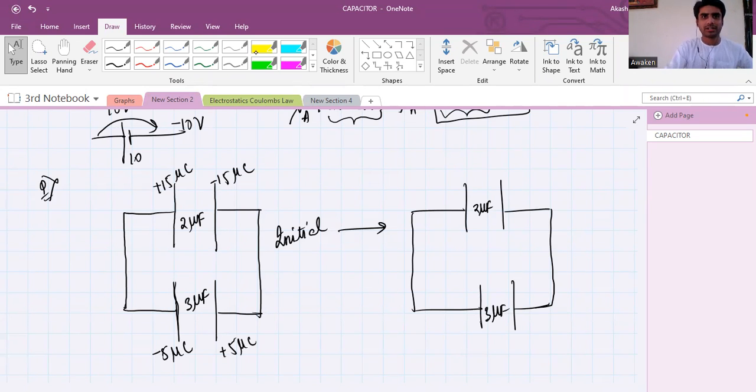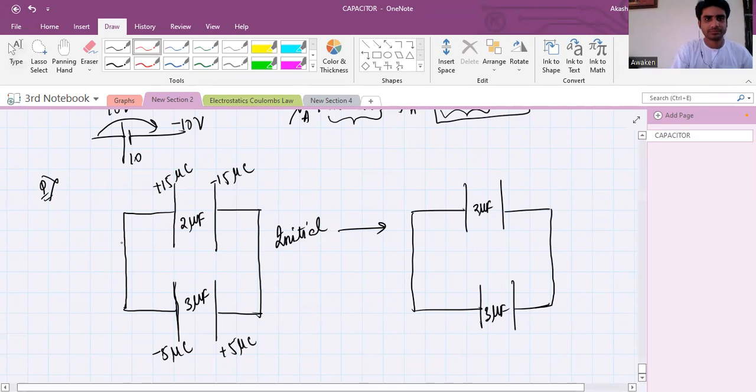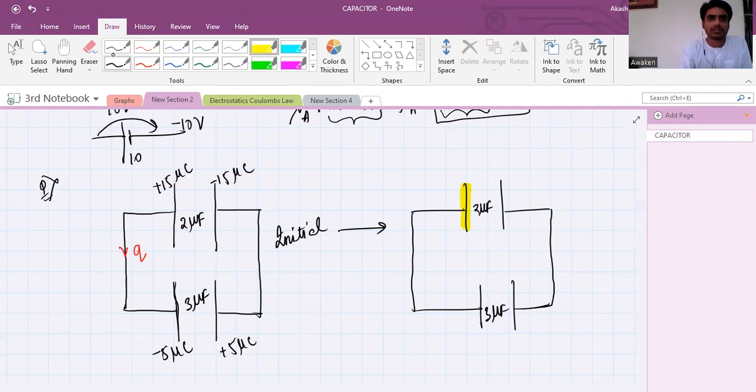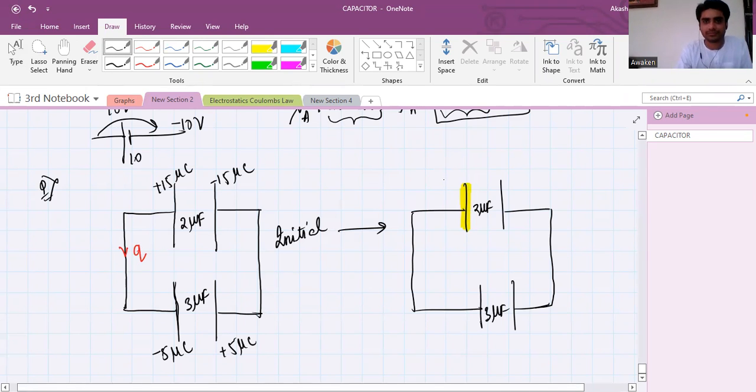See, all of you assume that a charge Q will be leaving. Now, what is the final charge on this plate? What is the charge on this plate after Q leaves? That will be 15 minus Q, right? Yes, sir. It was 15 earlier. Q will go, so 15 minus Q will remain.